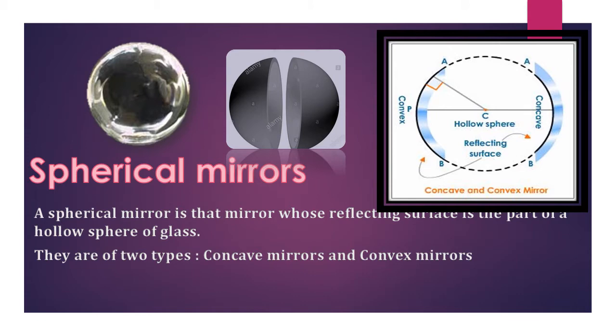That is the assumption. So why are spherical mirrors called spherical? Because their reflecting surfaces are a part of a hollow sphere of glass, and also because their reflecting surfaces are spherical. That's why they are given the name spherical mirrors. The reflecting surface of a spherical mirror may be curved inward or curved outward. Based on that, the classification comes as concave mirrors and convex mirrors. Let us again define them.